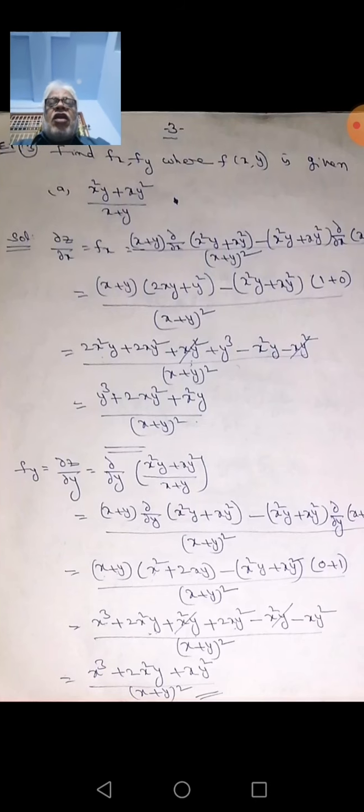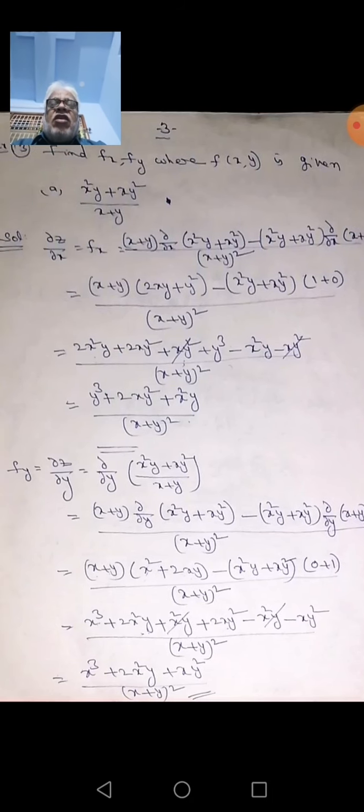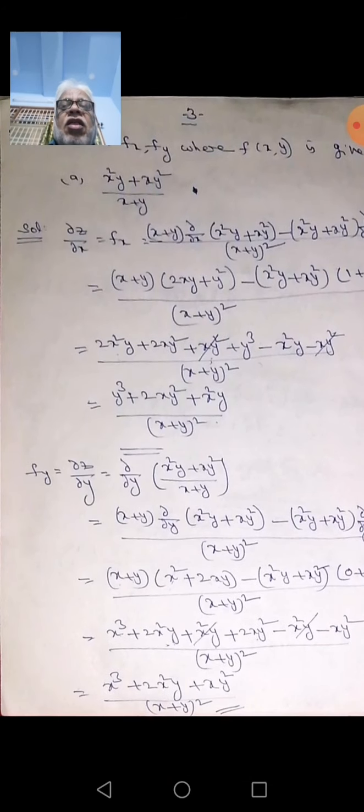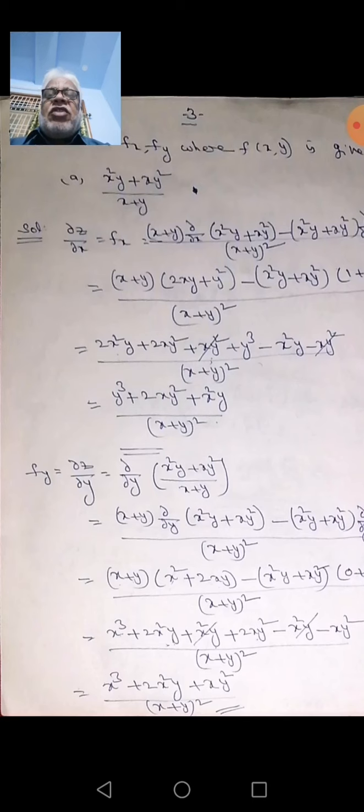Find fx and fy where f of x,y is given. First problem: (x square y plus xy square) by (x plus y), a function of two variables. Here you see, this is the partial derivative; we can find it with respect to x and with respect to y also.